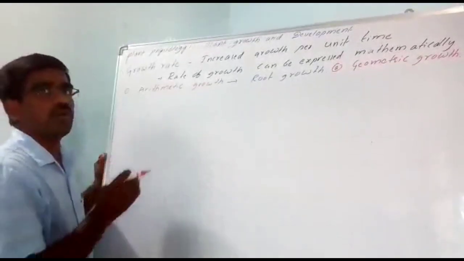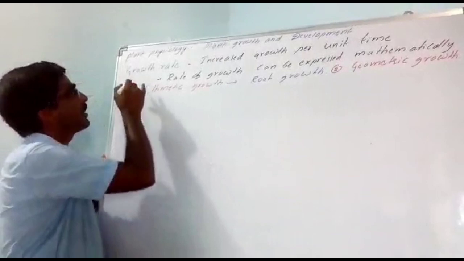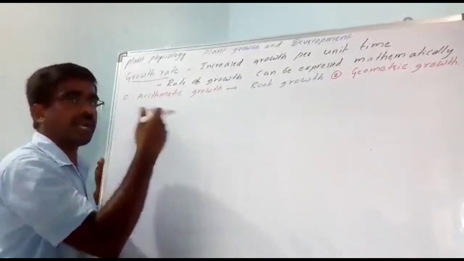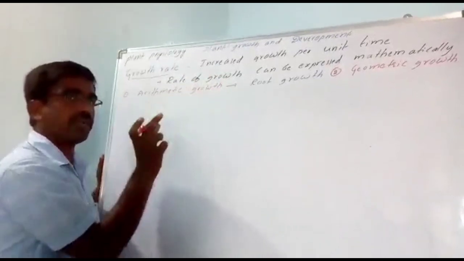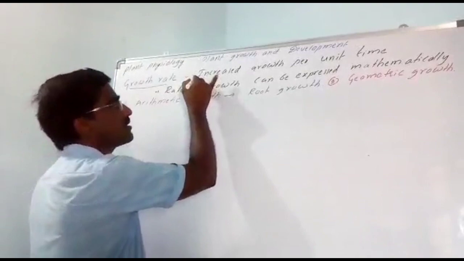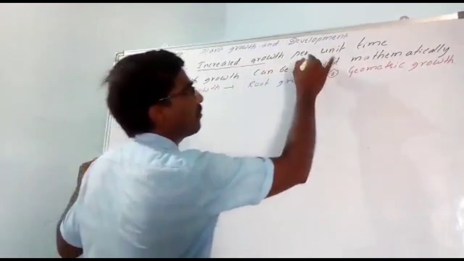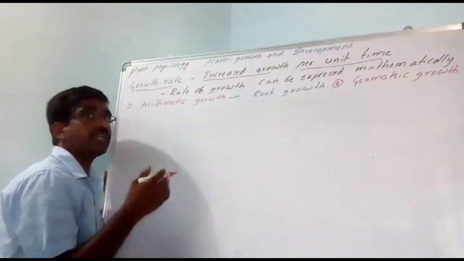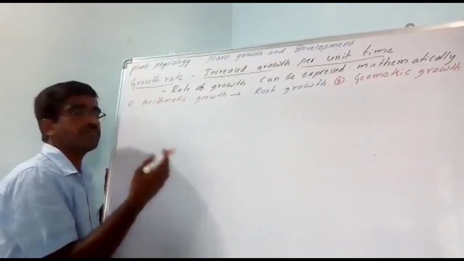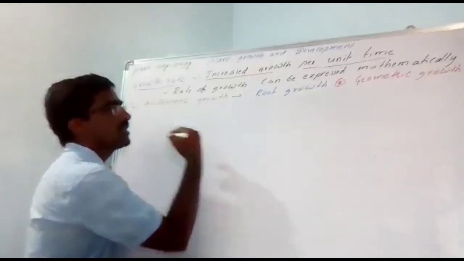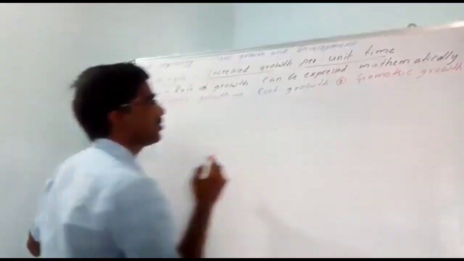Dear students, now we can try to understand growth rate per unit time, meaning whatever the plant body has grown per period of time is called the growth rate. Growth rate is defined as increased growth per unit time. Growth rate can be expressed by mathematical principles. They can be expressed by two types: one is arithmetic growth, the second is geometric growth.